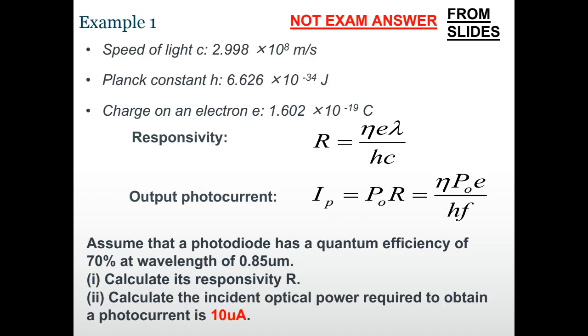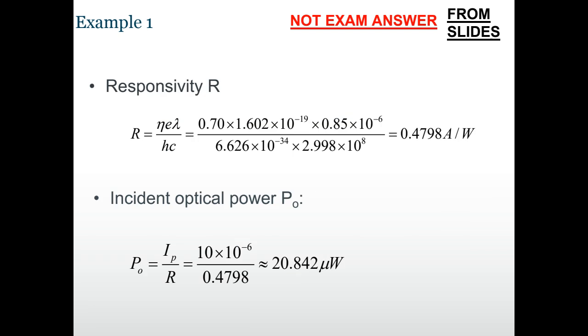If we look at an example from the slides again, this is not the exam answer, but it is in the same format as the exam question. We change the values every year. So you have quantum efficiency and wavelength, then the charge of one electron, Planck's constant h, and speed of light c, so you can calculate R, the responsivity, like this.